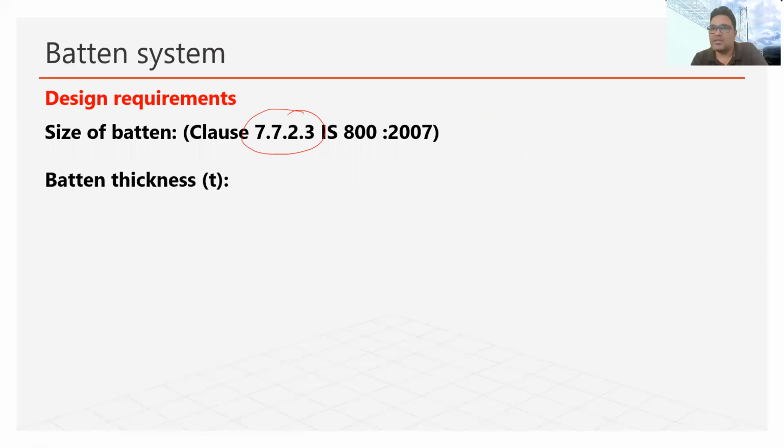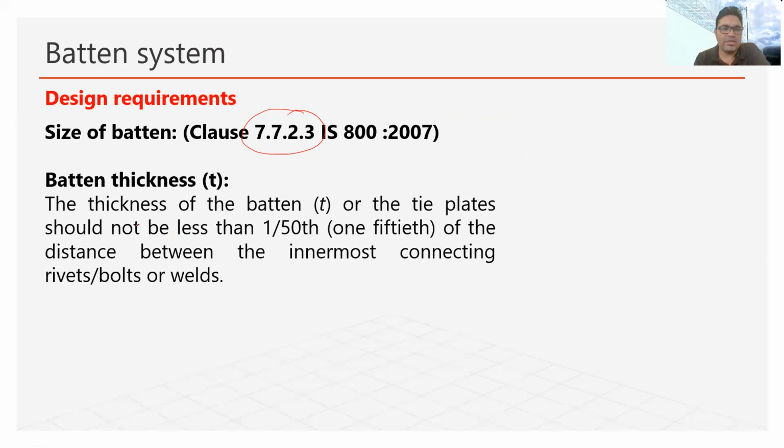So first, if we talk about the thickness, how do we find out the thickness? IS code has recommended some points, and according to that, we will estimate the batten thickness. As per IS code, the thickness of the batten plate or the tie plate should not be less than 1/50th of the distance between the innermost connecting rivet or bolt or weld. We can write this like this: the minimum thickness of the batten should be more than the value of a_i by 50. Now, what is a_i? a_i is the distance between the innermost connecting rivets.